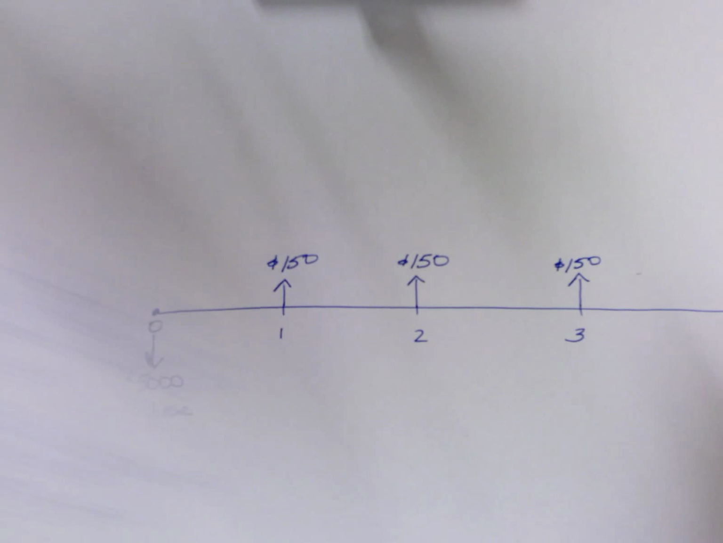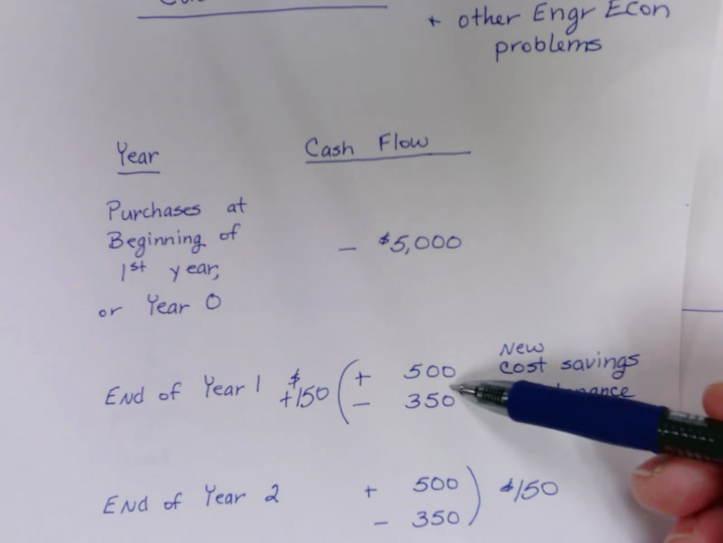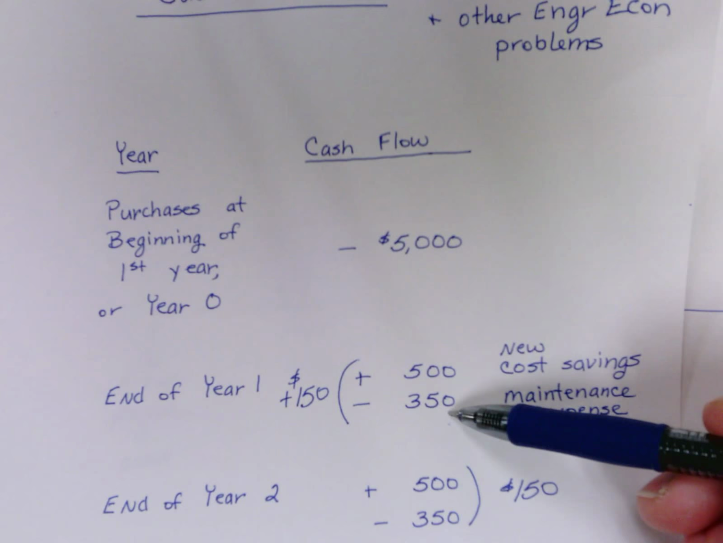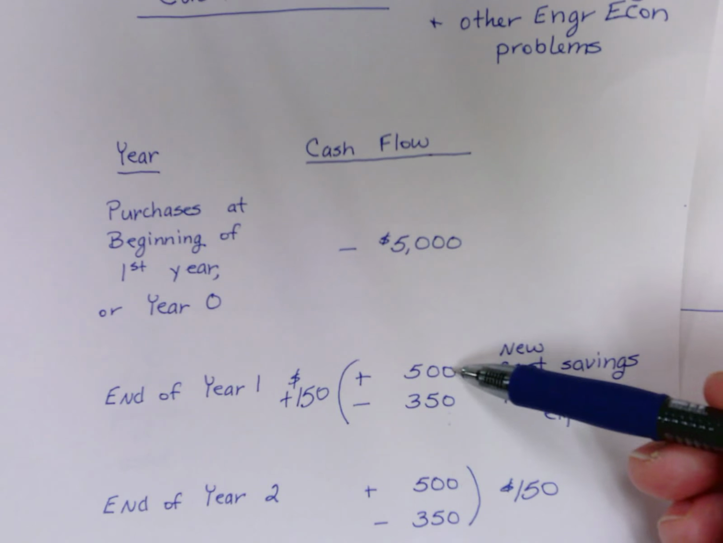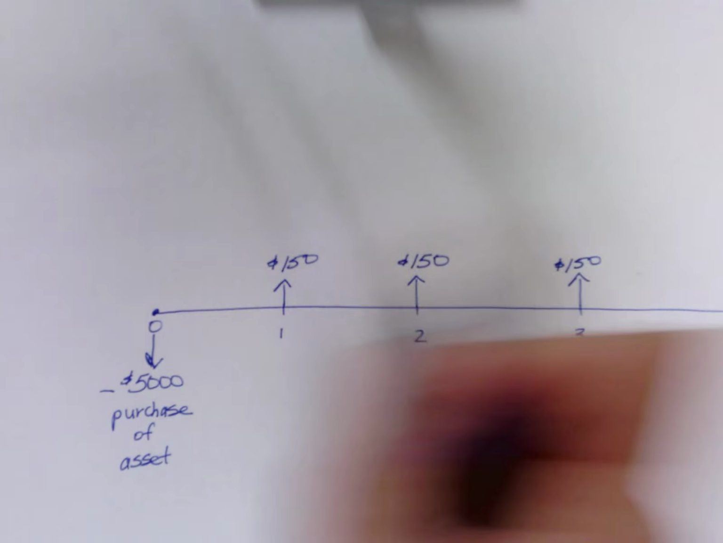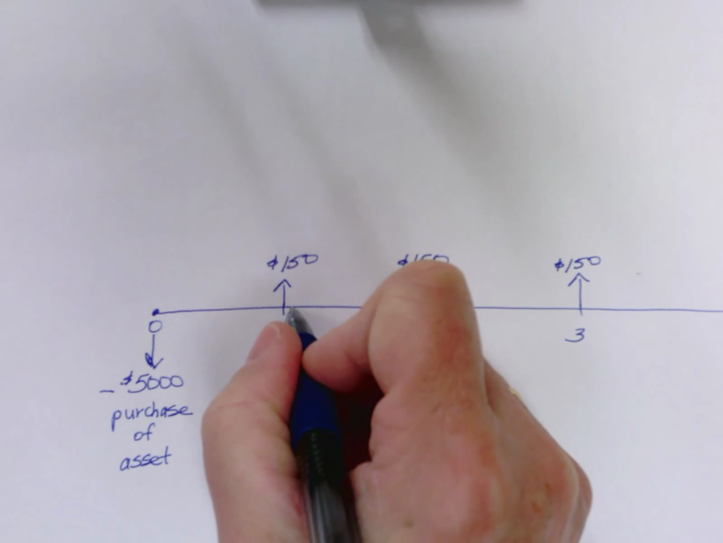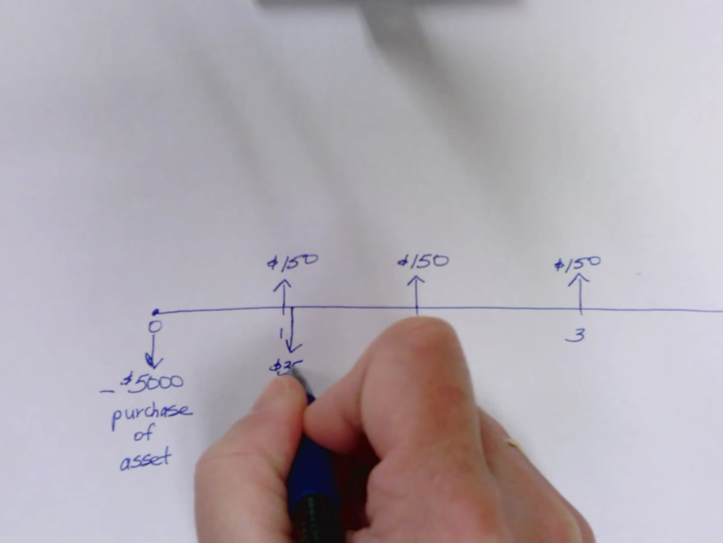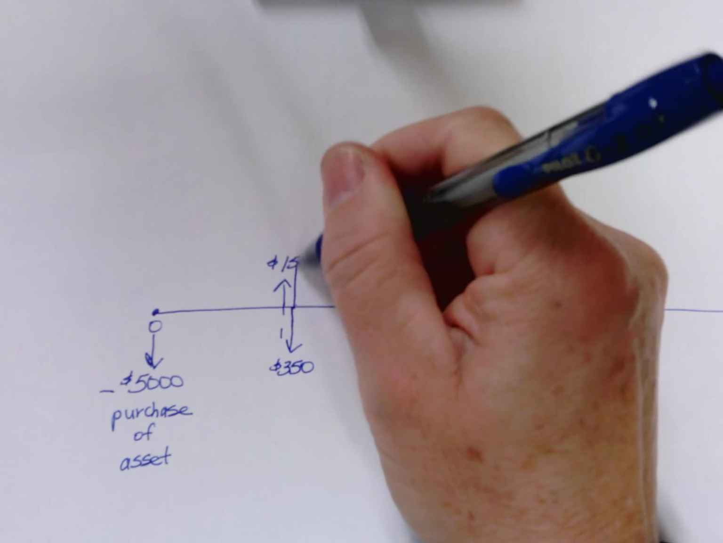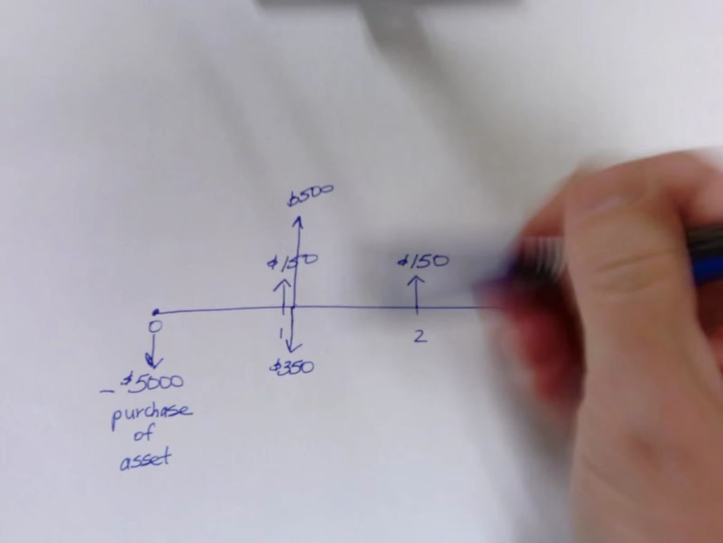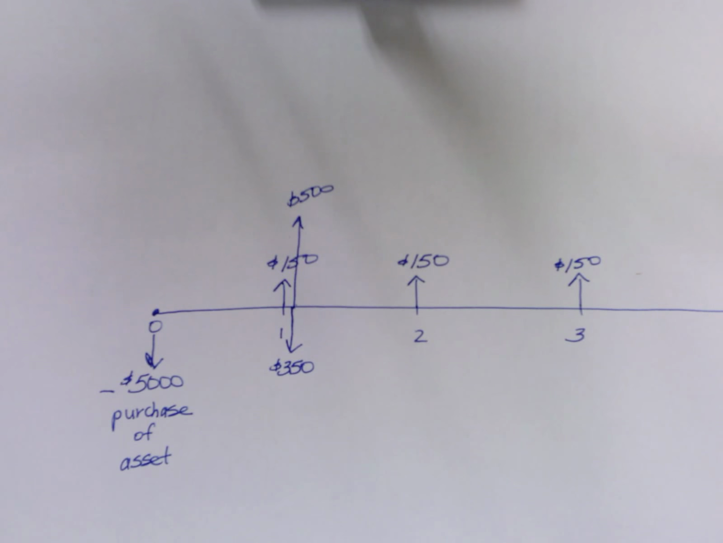If you wanted to plot each of these cash flows separately, we would have a down arrow of $350 and an up arrow of $500, right? So those cash flows are happening at the same time. So alternatively, you could plot a down arrow for $350 out, and then here we had savings of $500 in. So together those net to be the $150 net cash flow in.